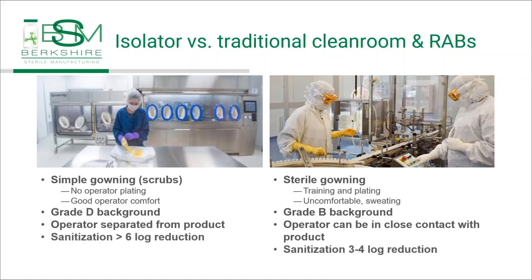Another large advantage here is that the sanitization in a clean room with wet chemical sanitizers can lead to a 3 to 4 log reduction, while in an isolator using a gaseous sanitizer, you can get greater than a 6 log reduction of the bioburden in there. And also that 6 log reduction is very reproducible sanitization because it is a gas that contacts all surfaces, where in a traditional clean room or RABS, the cleaning is really personnel dependent. Did they get all the areas they were supposed to? Did they miss something?